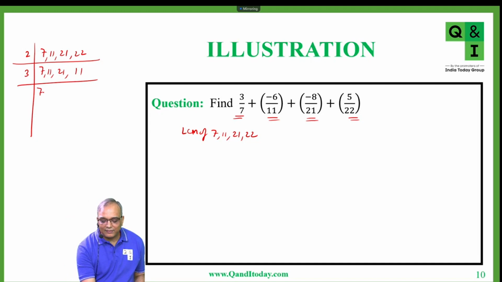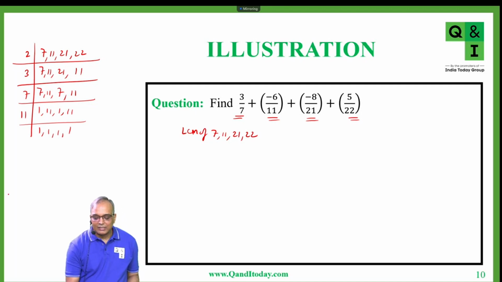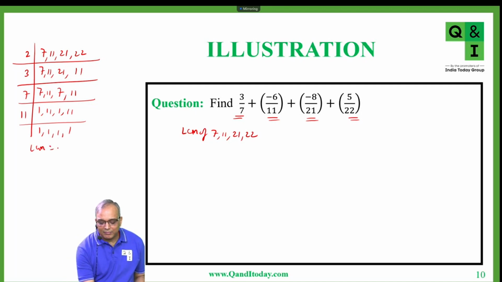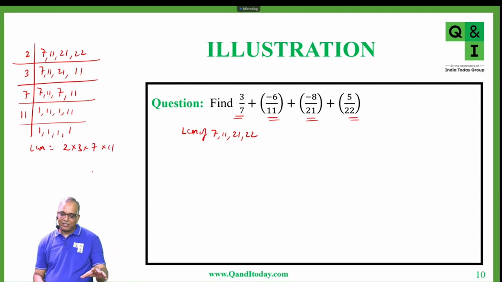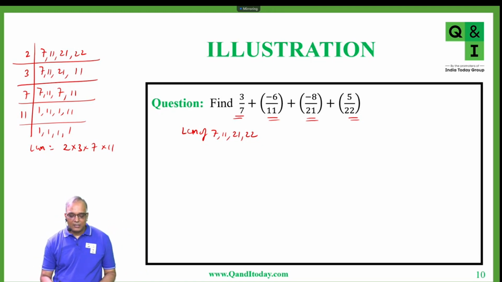Now the next prime number which can divide one of these is 3. So we'll have 7, 11, 7 and 11. Now we'll divide by 7. We'll have 1, 11, 1 and 11. And again by 11, we'll have 1, 1, 1 and 1. So the LCM is equal to 2 into 3 into 7 into 11. Everyone knows this method? Yes, sir.